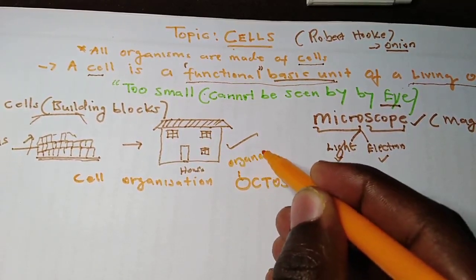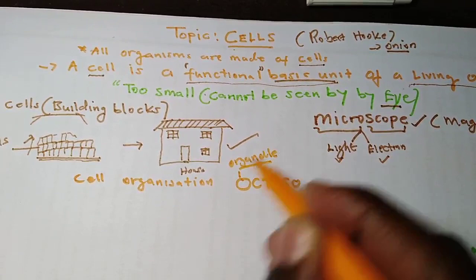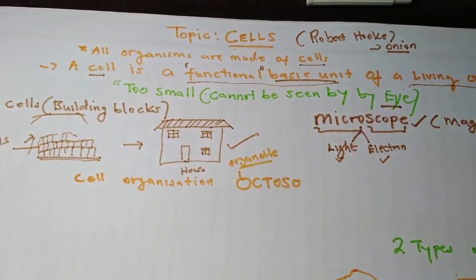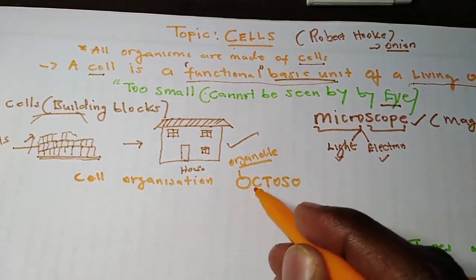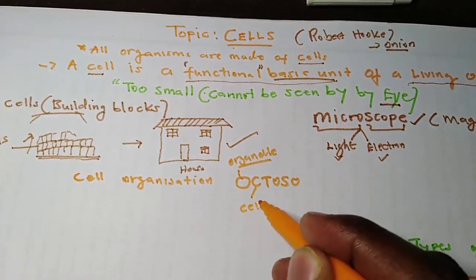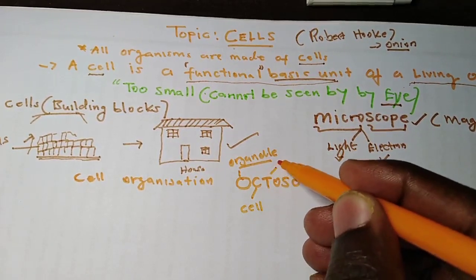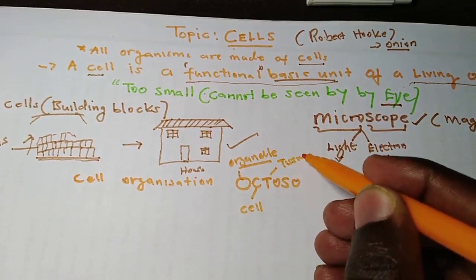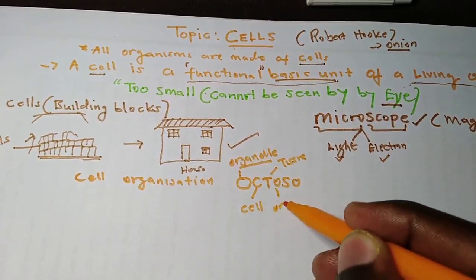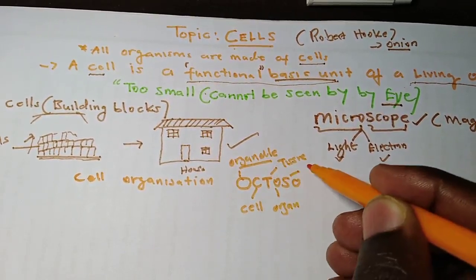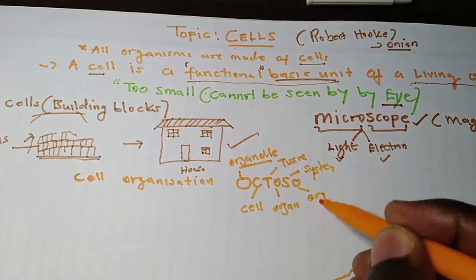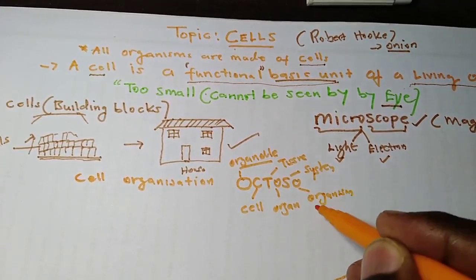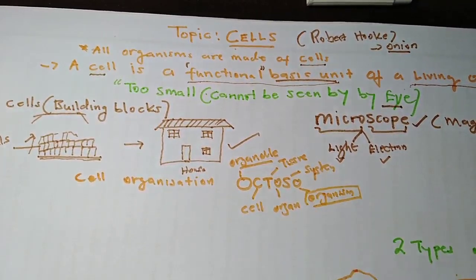What are organelles? These are things found in a cell. For example, the nucleus. Okay, so these are found in a cell. Then a group of cells make what we call a tissue. A group of tissues make an organ. A group of organs make a system. And a group of systems make a full organism. We call this cell organization.